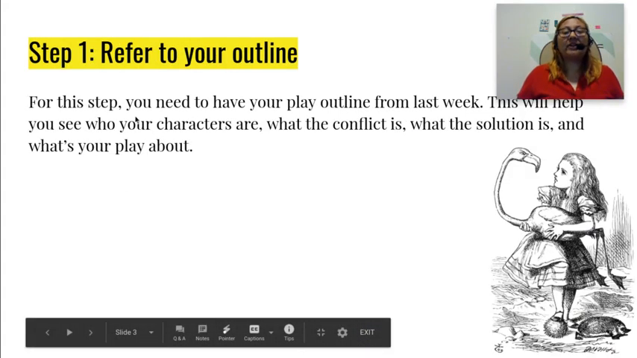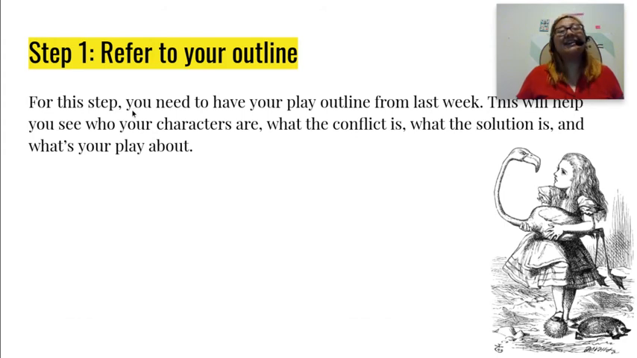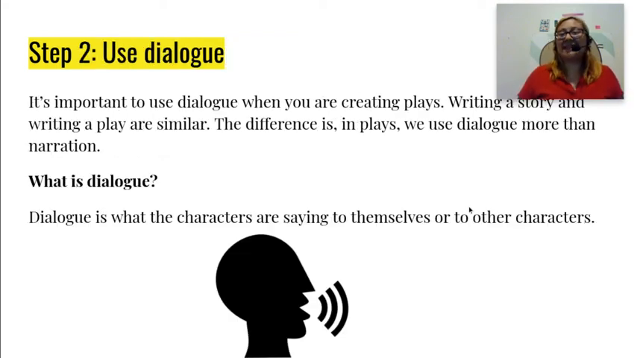So, step 1, refer to your outline. For this step, you need to have your play outline from last week. This will help you see who your characters are, what the conflict is, what the solution is, and also what your play is about. Okay, so make sure that you do not skip the step.